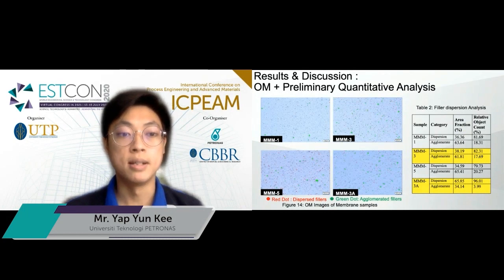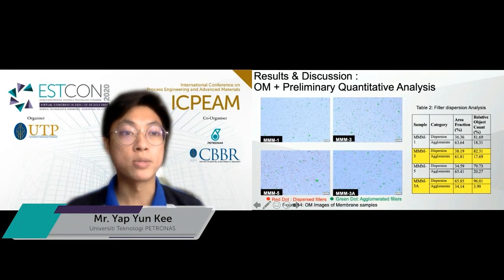So we can see here, there are red dots and green dots, whereby the red dot represents the dispersed filler, and the green dot represents the agglomerated fillers. So based on table 2, we can see that at MMM 1, 3, and 5, you can see the dispersion and agglomerates. The highest dispersion, or the tiny dispersed fillers, belongs to MMM3, which is MMM with 3 weight percent filler. You can see that it is at 38.19% compared to the other two at 36.36 and 4.59. Also, it has a higher relative object count, which means more particles detected, at 82.31.